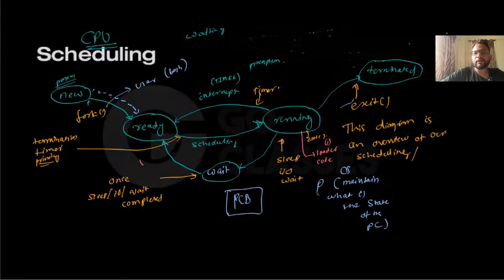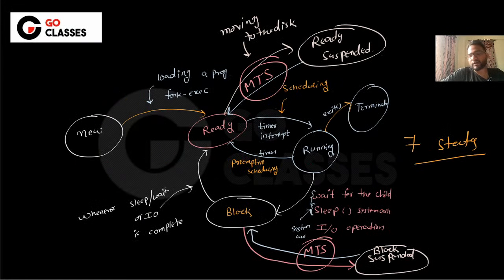Anyway, the diagram is this only, just using queues. From this ready you can go to the running, and then from this running you can go to the block, and then from this block you can swap out, or from this ready also you can swap out.